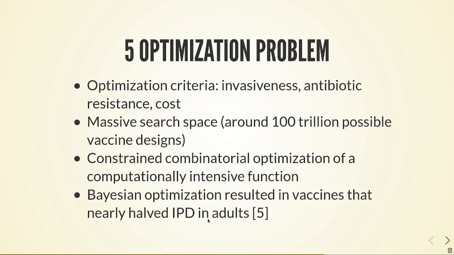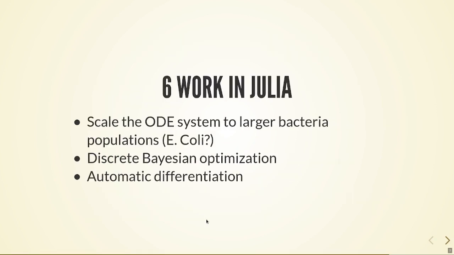Bayesian optimization is one approach to optimizing expensive black box functions. It was applied to this particular problem in a paper last year, and they were able to almost halve the IPD in the adult population in the computational model. My work on this problem has been re-implementing the original MATLAB code in Julia. The re-implementation of the code in Julia improved the performance by an order of magnitude. This improved code can be used to model larger bacterial populations as well as different bacteria such as E. coli.